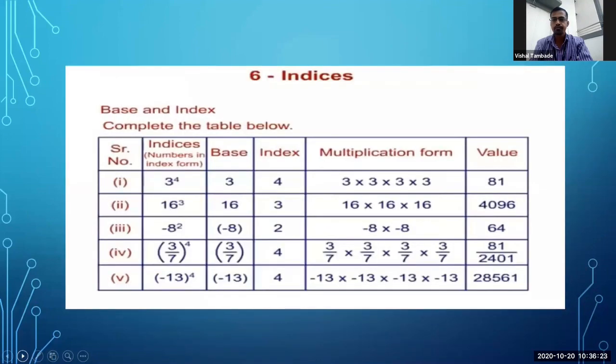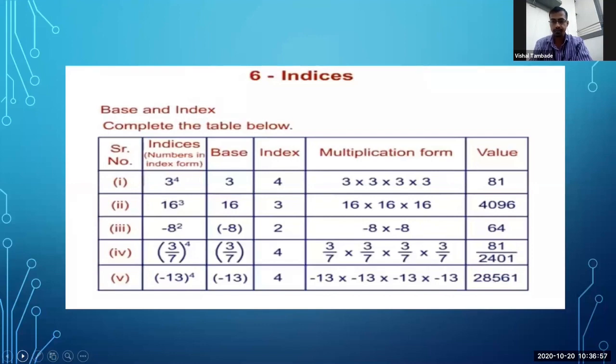Revision. Now look at this. Complete the table below. Now you have been given a table and you have to complete it. This table tells about the base, index, multiplication form and value. In indices, there are three main concepts, that is index form, multiplication form and value. In yesterday's topic we learned about index form, multiplication form and value.